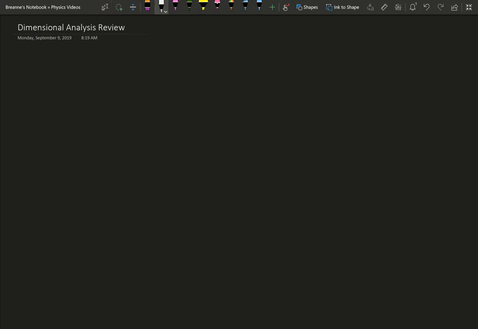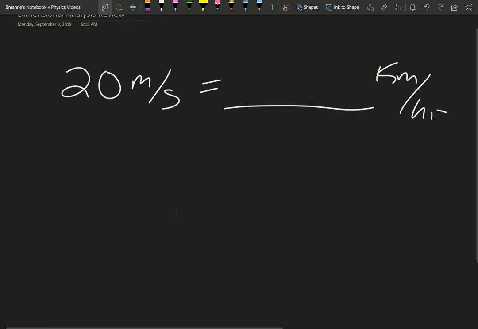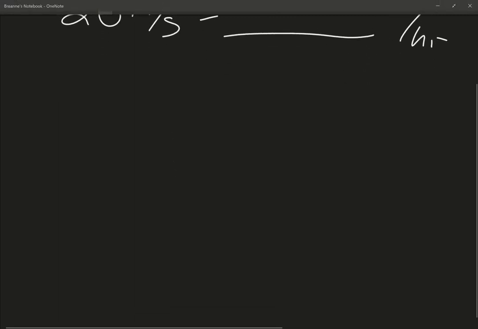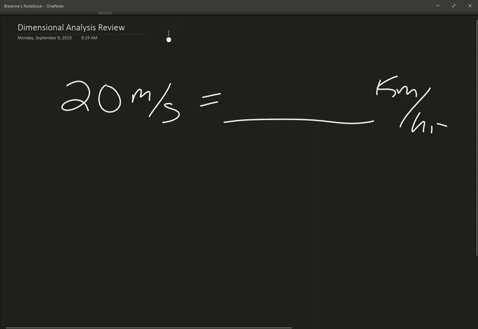Speaking of that, on your pre-test or pre-assessment, you had 20 meters per second, and I wanted y'all to get it to kilometers per hour. Now, there's two ways you can do it. You can do it all in one big swoop, convert the meters and convert the seconds together, or you can do it in two different blocks. I'm first going to do it in two different blocks, because I believe that's what you did in chemistry.